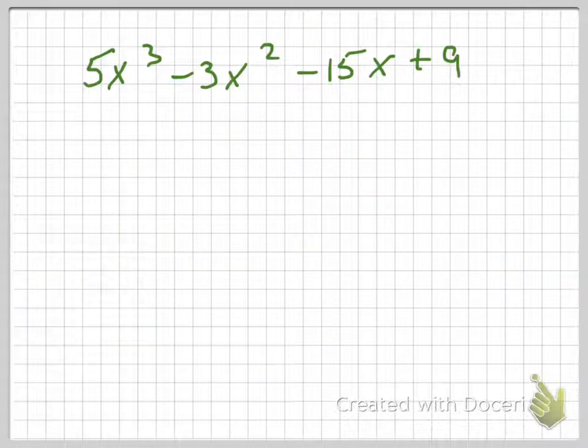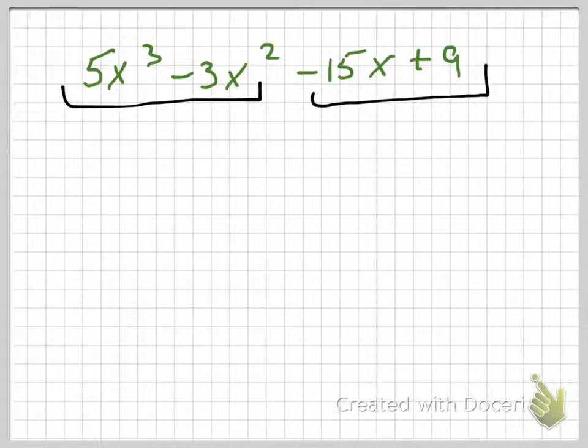All right, here's another type of example. You'll have something that needs to be grouped. So what I do first is I recognize that these two things and these two things have GCFs. When I pull them out, I'm going to have a common factor left over. So let's take a look at how that works. So the GCF here is x squared. And when I pull that out, I get 5x minus 3.